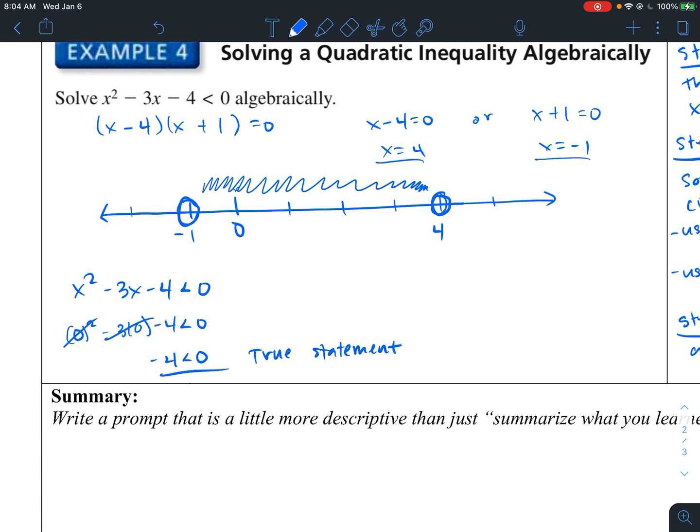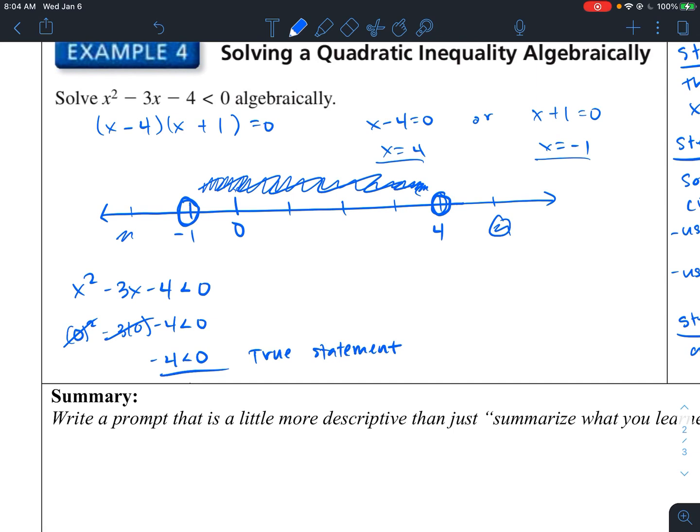And we could, if we wanted to, test regions outside here. So we could take the point negative 2. And if we plug it into our inequality, then we will see that we'll get a false statement. We could also take this point right here, say 5, plug that into our inequality, and we should get a false statement. But we don't really need to at this point. We know where the region's going to be.